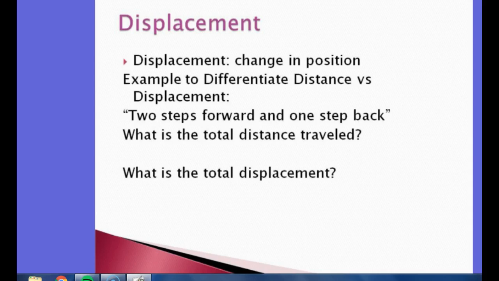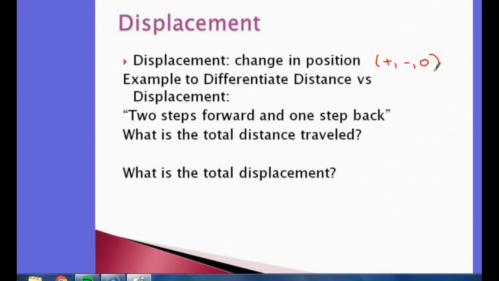So in order to be able to interpret it, you have to know the difference between distance and displacement, because distance is completely different in terms of moving forward and backwards than displacement. So displacement is your overall change in position. Displacement is allowed to be positive, negative, or zero. So displacement can be negative. Distance is never negative. So displacement could be positive, negative, or zero.